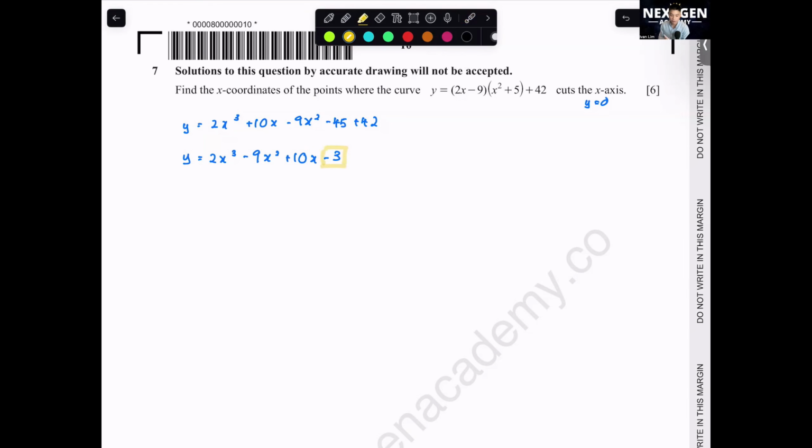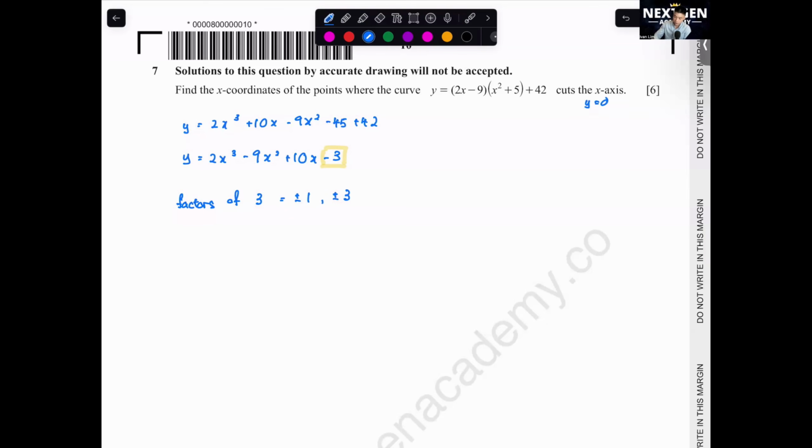List down all the possible factors based on the last value first. What are the factors of 3? You take positive and negative. This step is important. We can take plus minus 1 or plus minus 3.